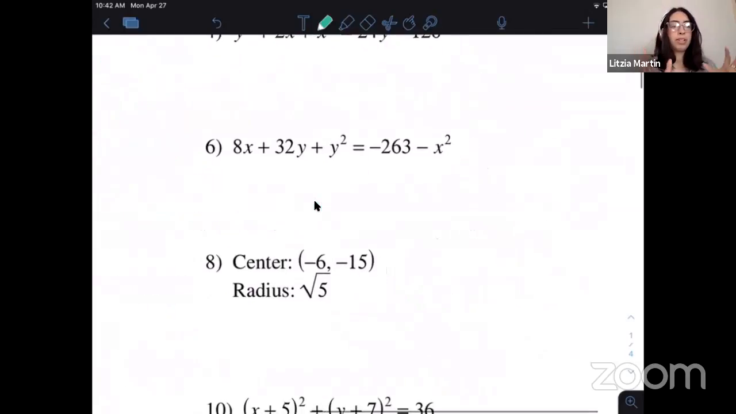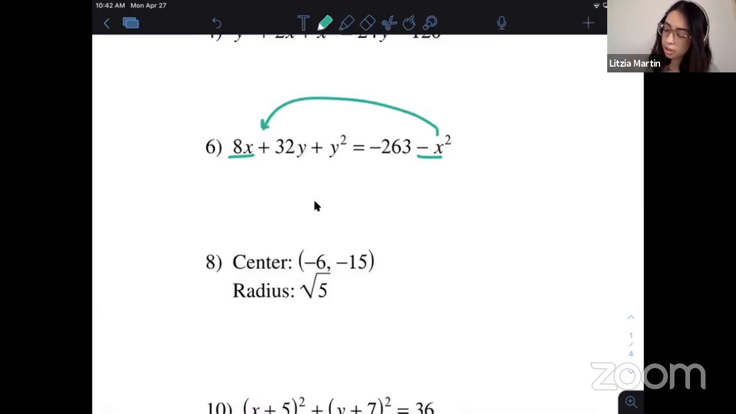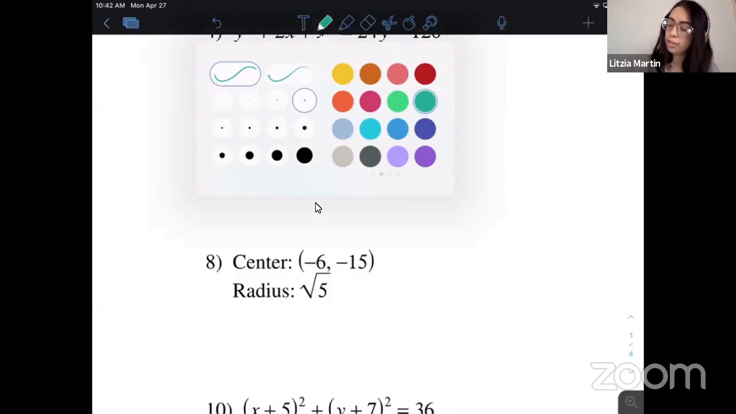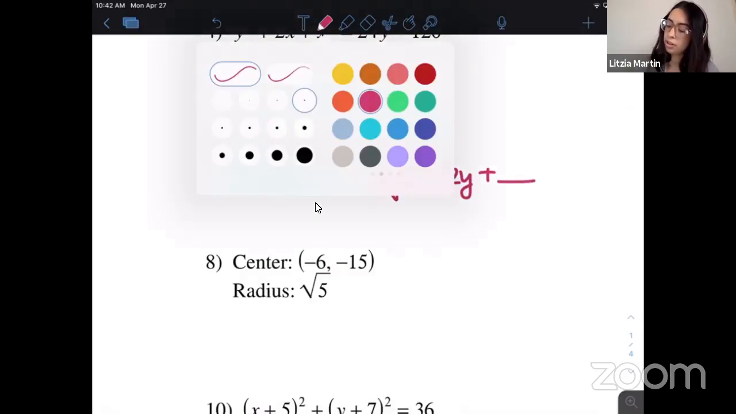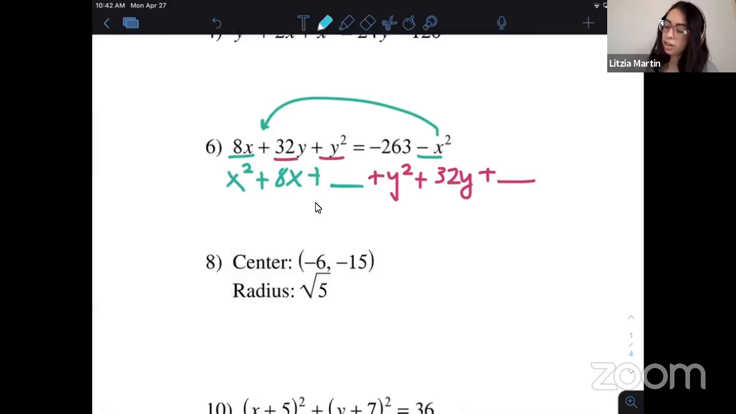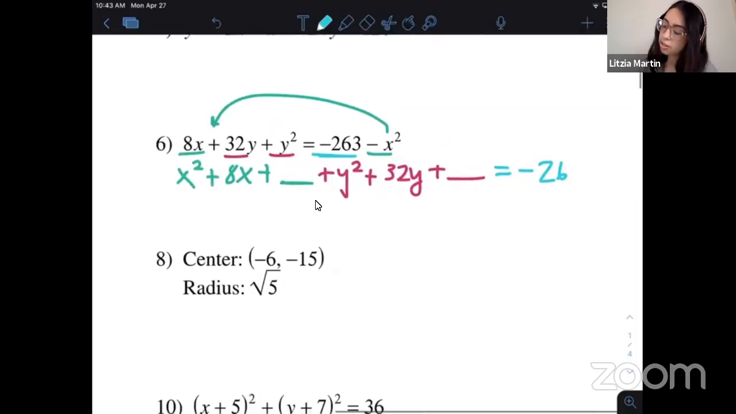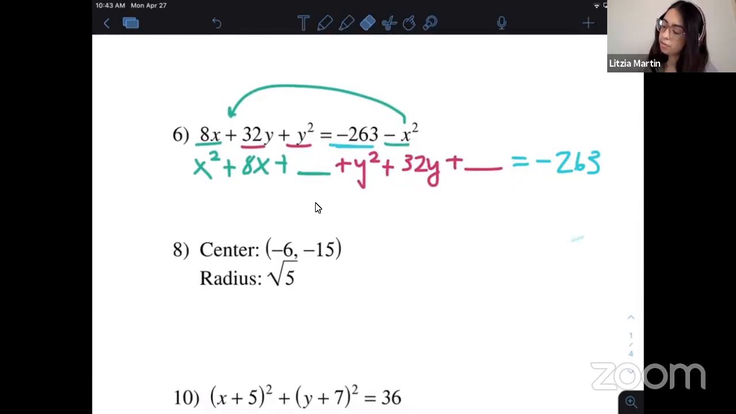So again, we want the x's and the y's together. So there's my x's. I'm going to need to add the x squared to the other side and then just have a number there. The y's are already here. So I'm just going to put them in order and leave room. And then we already have negative 263 over here, so that gets to stay there. And now we work on completing the square.